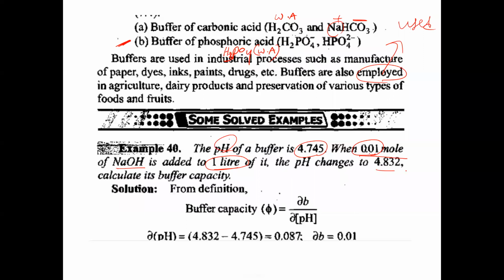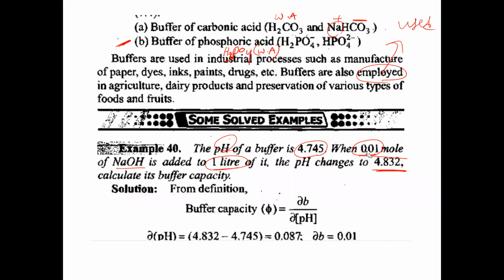Now change in pH, how much now? 4.832 minus 4.745. Change in pH value. And how many moles per 1 liter added here? Base 0.01 moles added. And then calculate buffer capacity. From the definition, buffer capacity is equal to very small change in number of moles, means the addition of very less number of moles of what here? Base, by change in pH value.